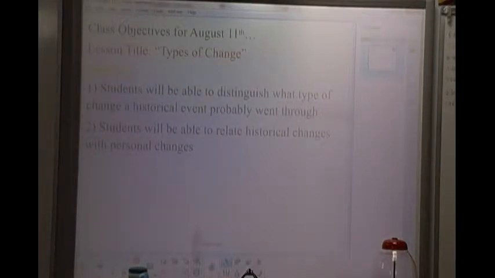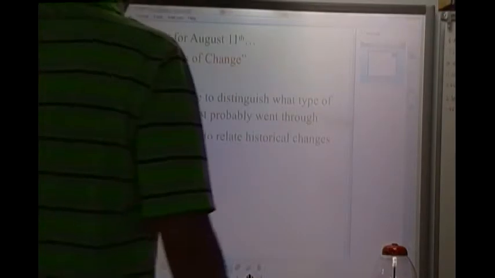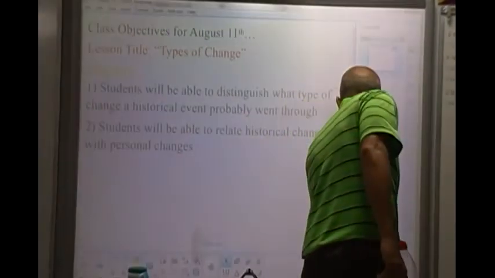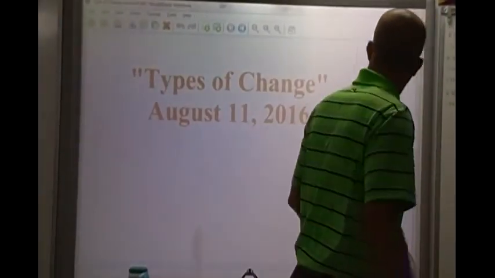Dominate for 50. The first goal I want to talk about is students are going to be able to distinguish or understand what type of change a historical event probably went through. You've seen this slideshow before. I'm going to show you some historical events. We're going to try to figure out what kind of change that is. All right? So let's get started. Here's that complimentary picture of my rear end.